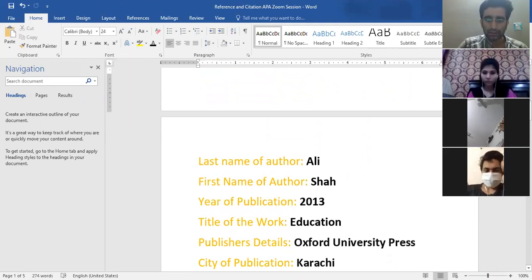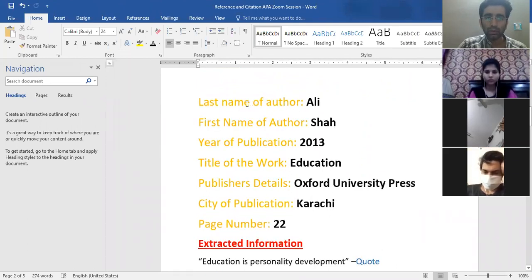it will look something like this. For example, the book you consulted has the name of the author as Shah Ali. So Shah is the first name, and Ali is the last name. Year of publication was 2013. All this information you will find on the very first page. Clear? Show me with a thumbs up.